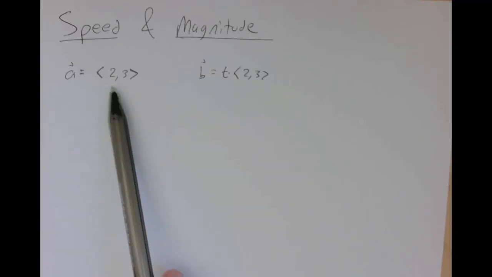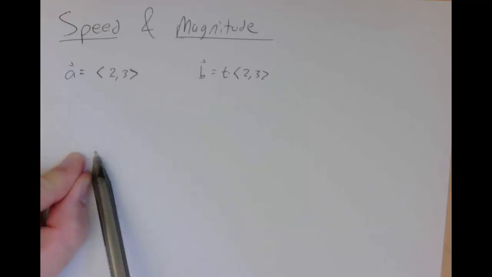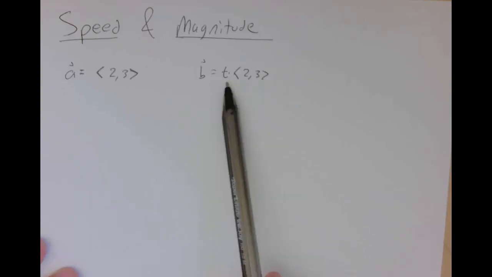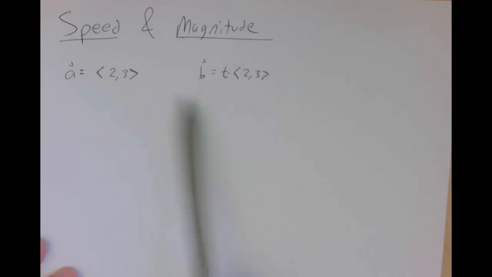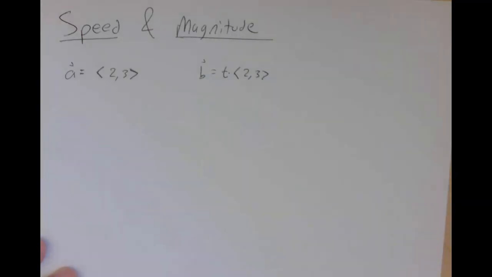And everybody said this vector is a fixed vector. It refers to the displacement of moving over 2 and up 3. This vector is being scaled with time, which means that we don't actually know how long this vector is unless we give a value to the t parameter.